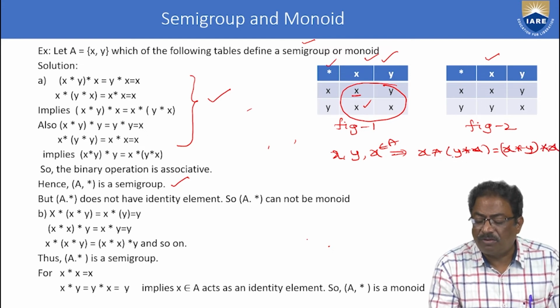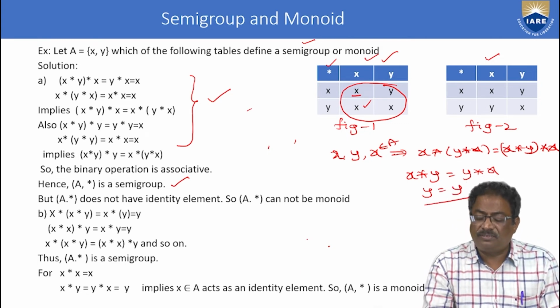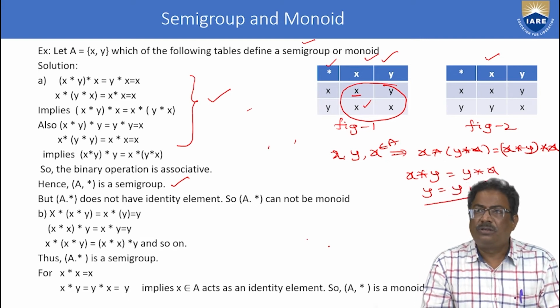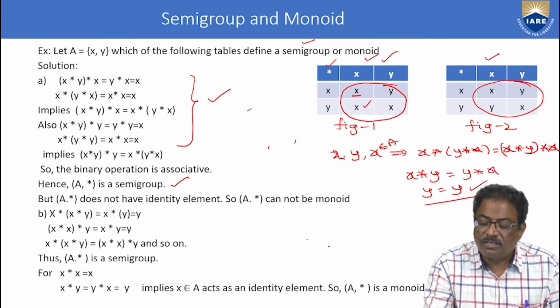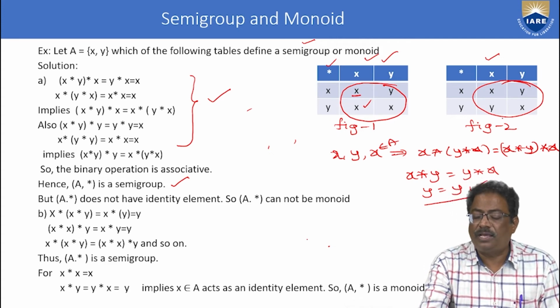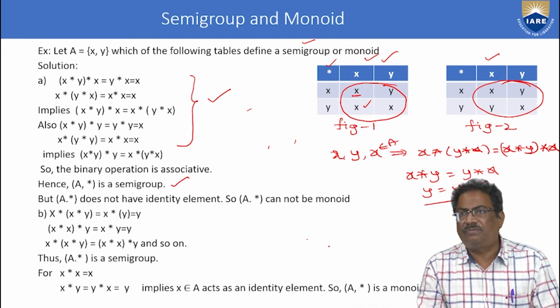So what is x star y? It is y. What about y star x? Y star x is y, and x star y is y, then star x: y star x is y. So it satisfies the associative property. In any order we can say that it is associative. And of course all the elements under the binary operation, the star operation, give resulting values that are only members of the given set. So automatically it is closed. By seeing the table itself, we can say that it is closed.